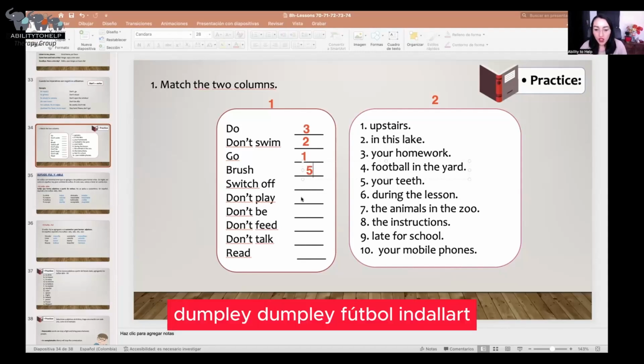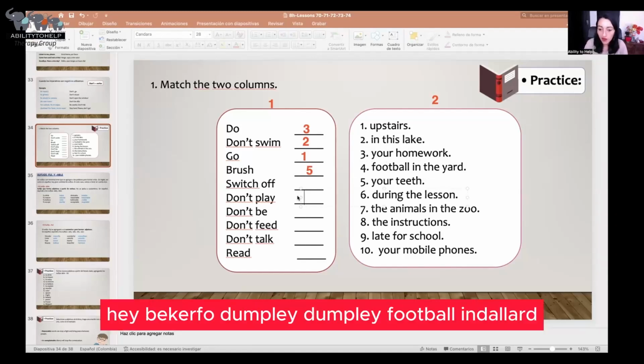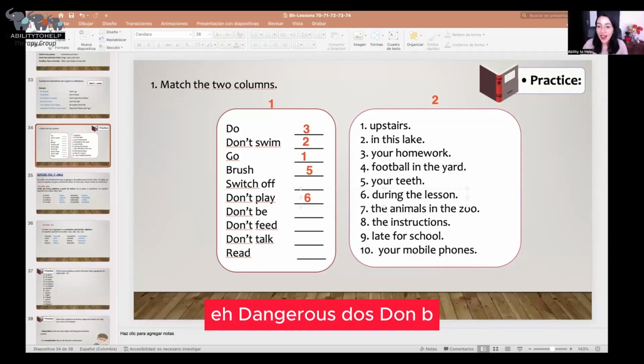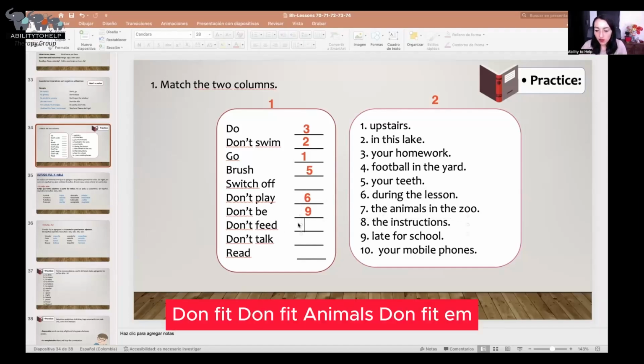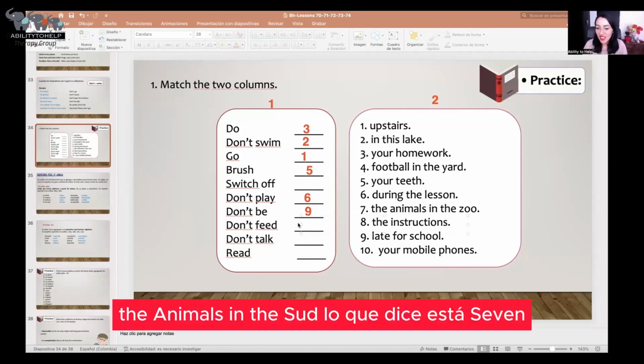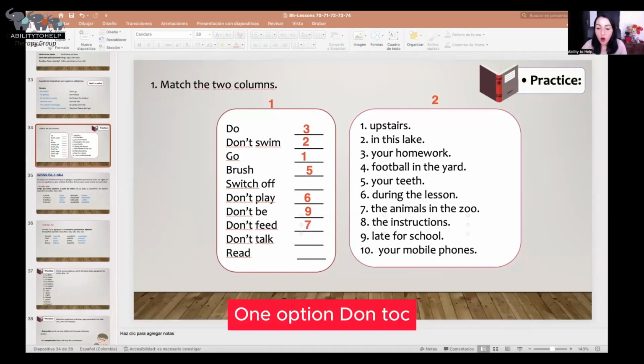Don't play football in the yard. Hey, be careful. Don't play football in that yard because there are dangerous dogs. Don't be late for school. It's really important because if you get late to school, sometimes the teacher gets angry. Don't feed animals. Don't feed the animals in the zoo. Look at this, it's option 7.